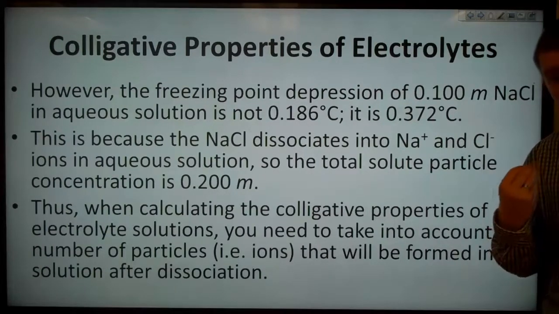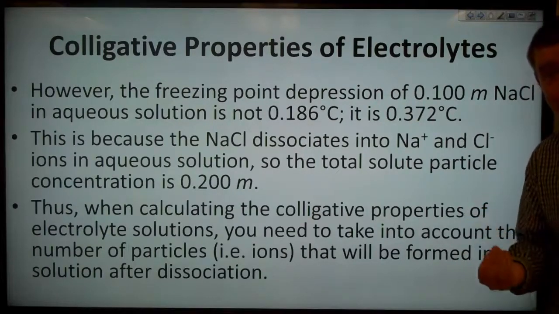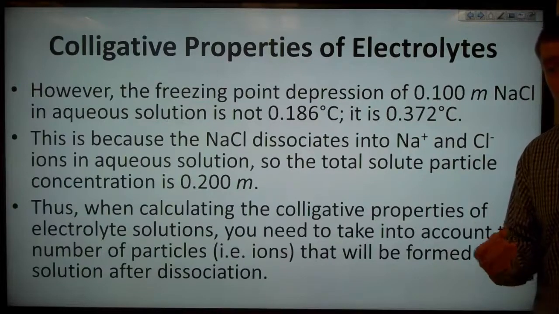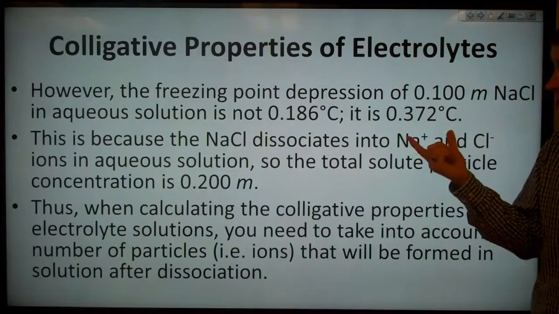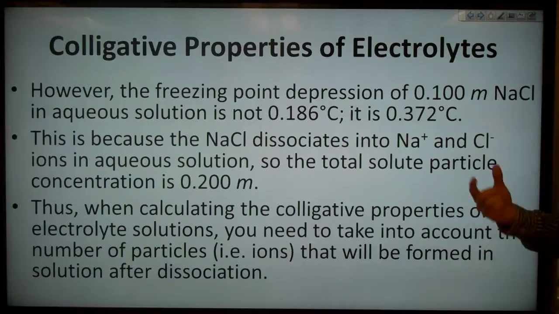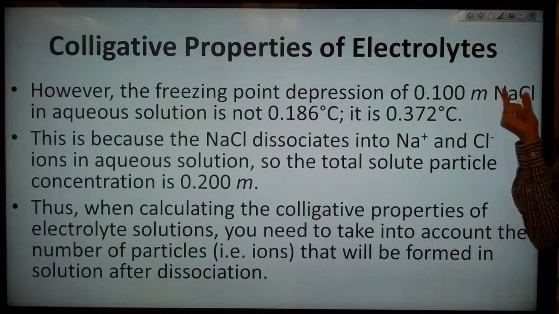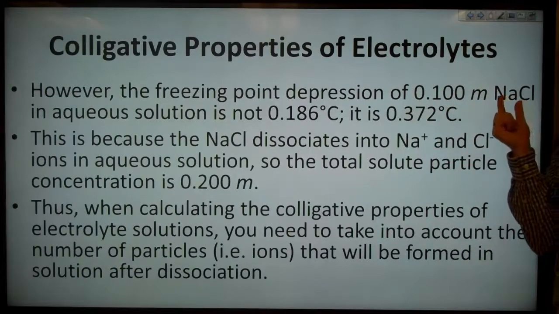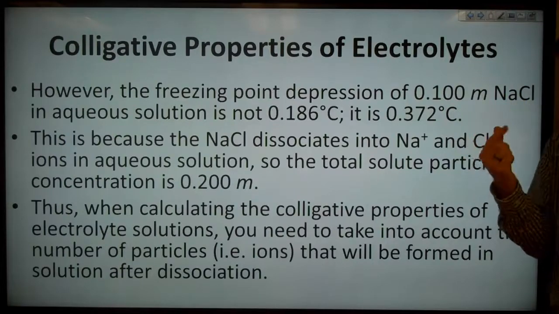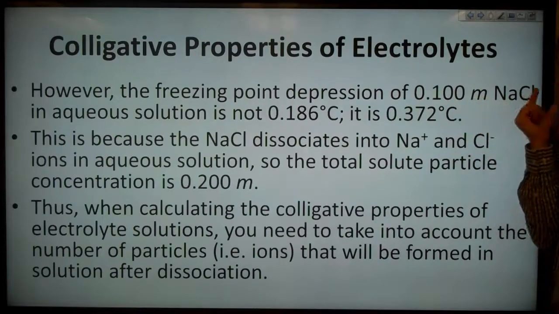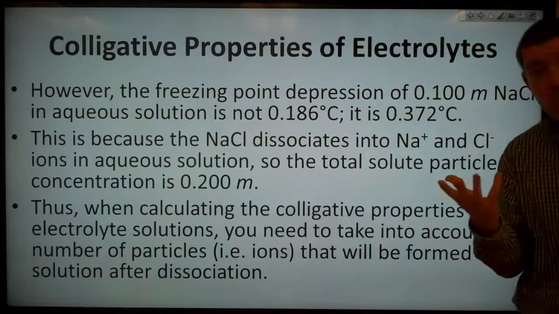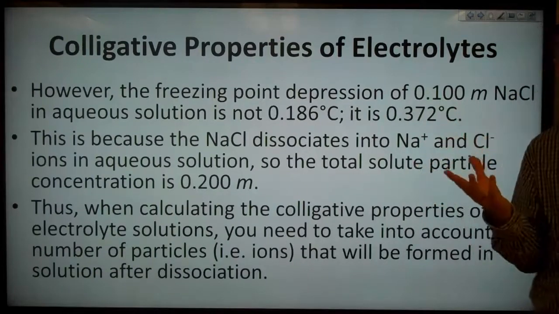It doesn't matter what the identity of our solute is, which means if we have one solution that is 0.100 molal of sodium ions, and in that same solution we also have 0.100 molal of chloride ions, the total dissolved particle concentration is 0.200 molal.